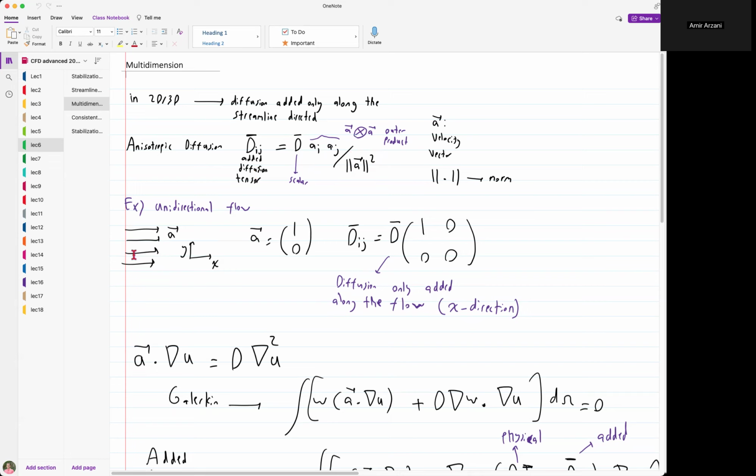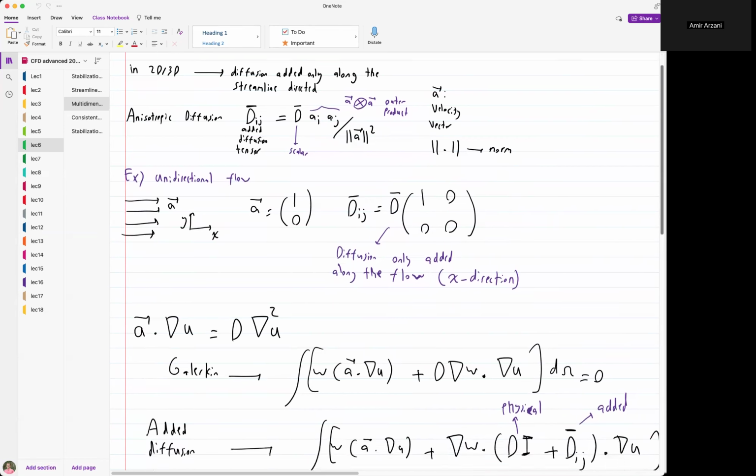As an example, if you look at this unidirectional flow where your velocity vector A is simply 1 and 0, so purely in the x direction, if you plug this A into this formula, you can easily calculate the norm and do this outer product. This is the diffusion tensor that you get. So d bar ij, my artificial added diffusion tensor, is a d bar scalar that I need to define or select times this matrix that you see here. You can see it only has a component in the 1,1 direction. So I really just have diffusion added in the streamline direction, which is the x direction.